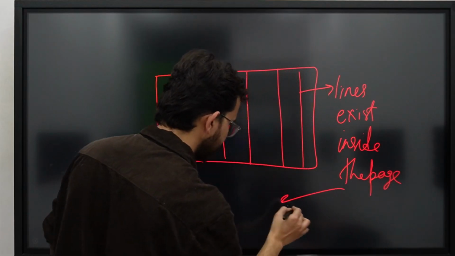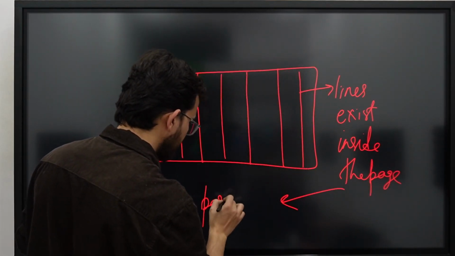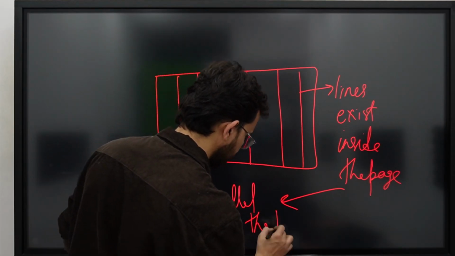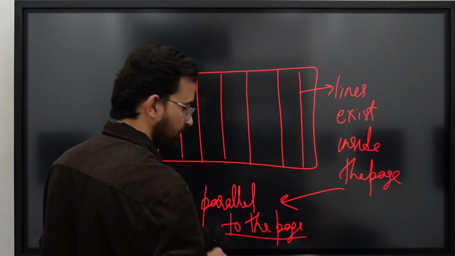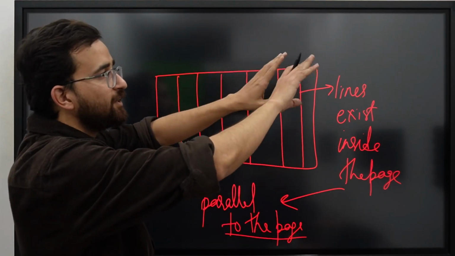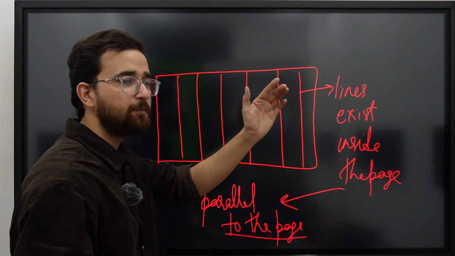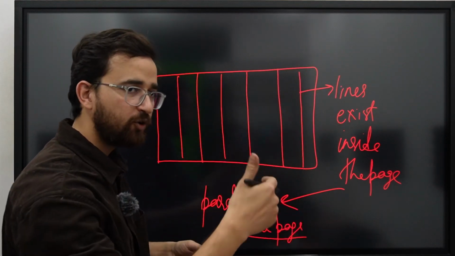And because they exist inside the page, they are parallel to the page. Okay. So because this vertical pillar existed inside both of these walls, that is why the pillar was parallel to these walls. What about the floor?